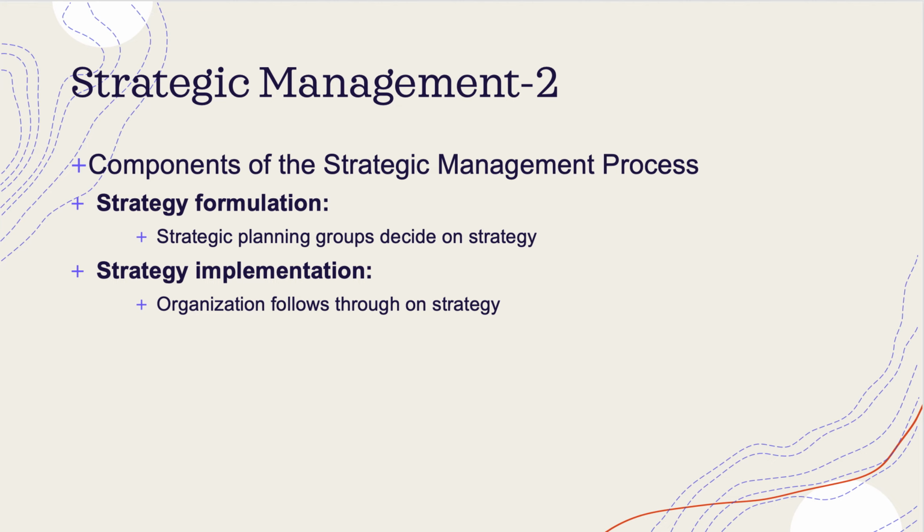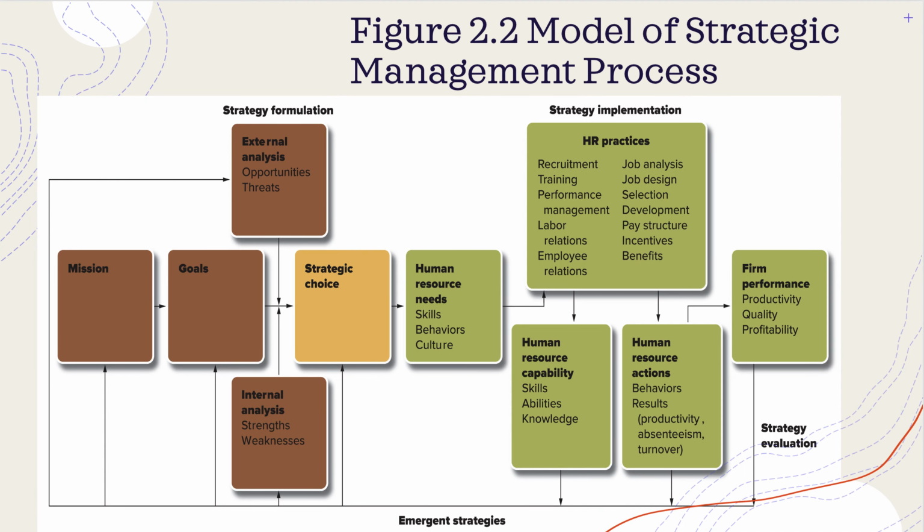The components of the strategic management process. We're looking at strategy formulation, and that's the strategic planning groups that decide on strategy. And strategy implementation is where the organization follows through on the strategy. They're actually now making things happen. Both strategic management phases must be performed effectively, and the process doesn't happen sequentially.